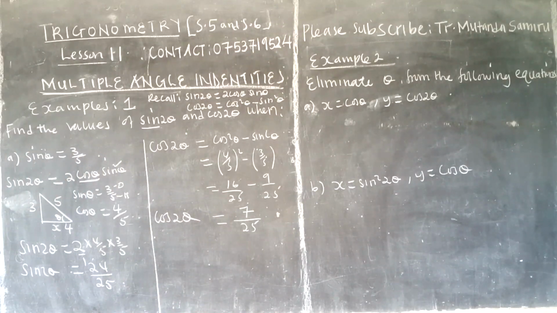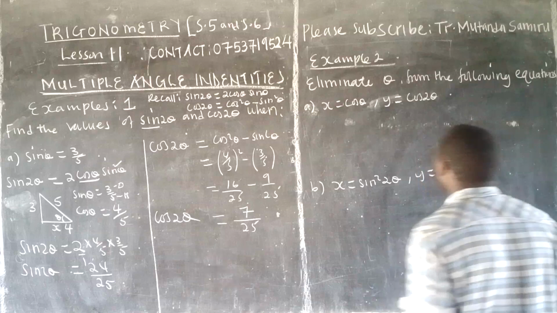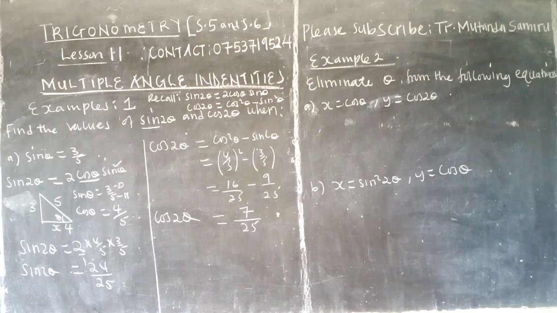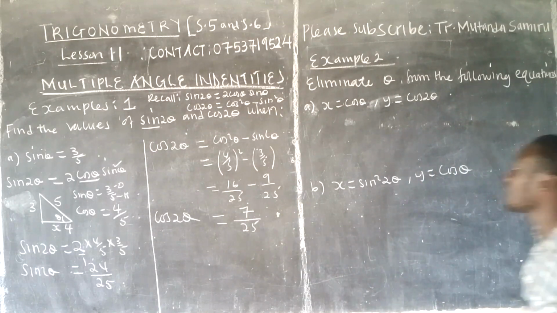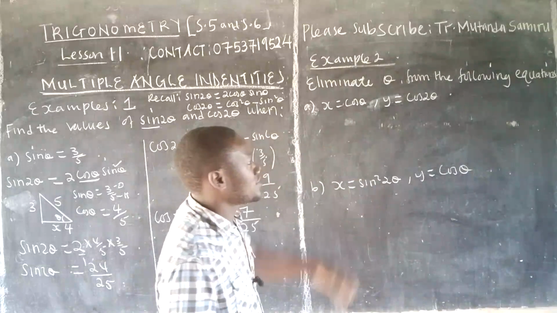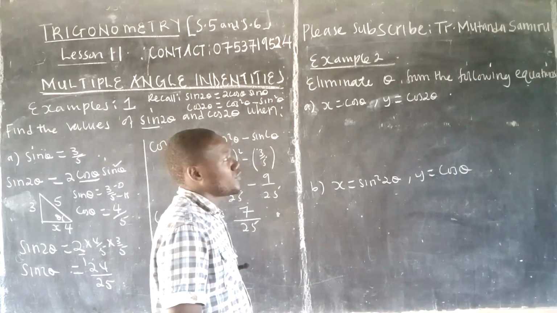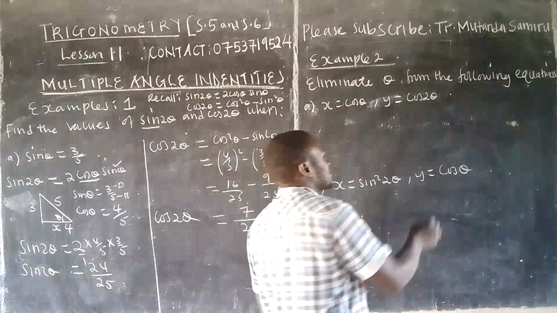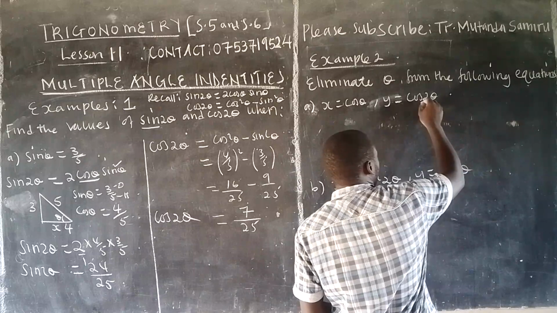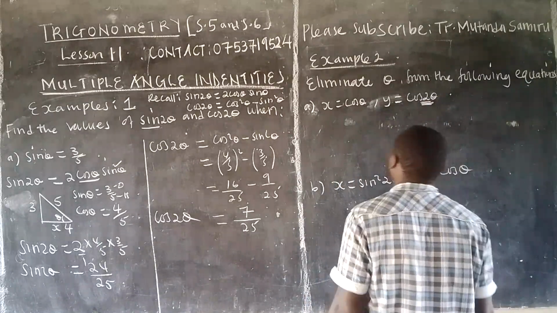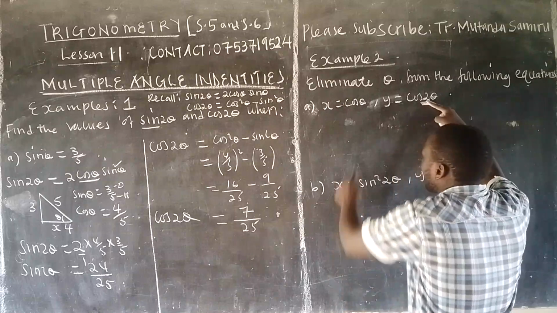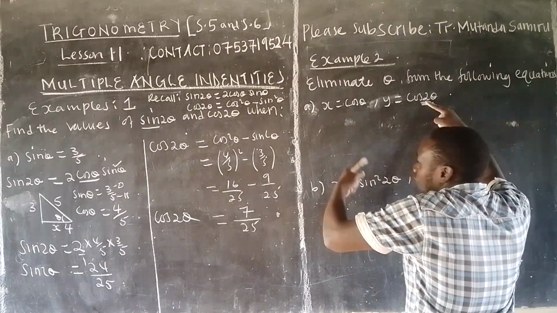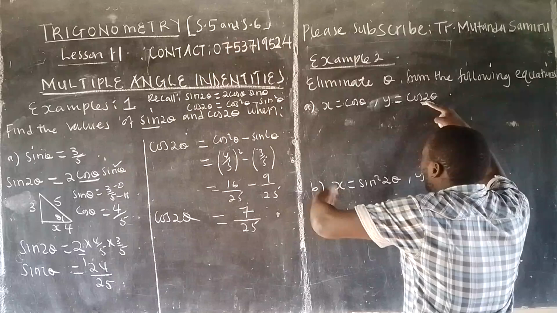As simple as that. Let's now go to number 2. Example 2: eliminate theta from the following equations. Eliminate theta from the following equations. What you have to eliminate is x is equal to cos theta and y is equal to cos 2 theta. You start with the one which has this 2. Compare, you have this and this. The one with the 2, with the double angle, with the multiple angle, is what we deal with.